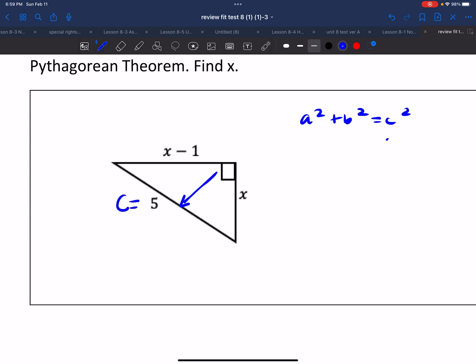So I can go ahead and plug that in. So 5 squared, yes? And then this is A, this is B. You can call this A, you can call that B. It doesn't matter, it doesn't change anything. But what's important is that you know what C is. C is 5 in this case because it's across from the 90-degree angle. Okay? So I have x minus 1 quantity squared plus x squared equals 5 squared.